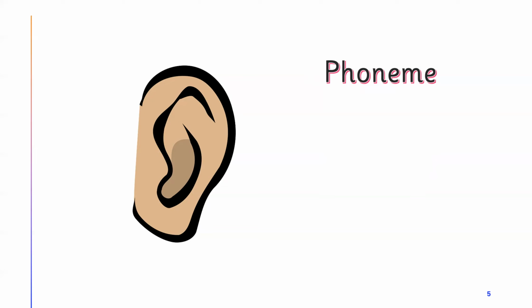So this is where we oral blend and oral segment, and this is crucial to be able to develop phonemic awareness. So when we are talking, when we are using our spoken language, we don't need any letters at all, but we do need phonemes. We do need to be able to articulate the different phonemes within each word to be able to speak clearly and communicate with people around us.